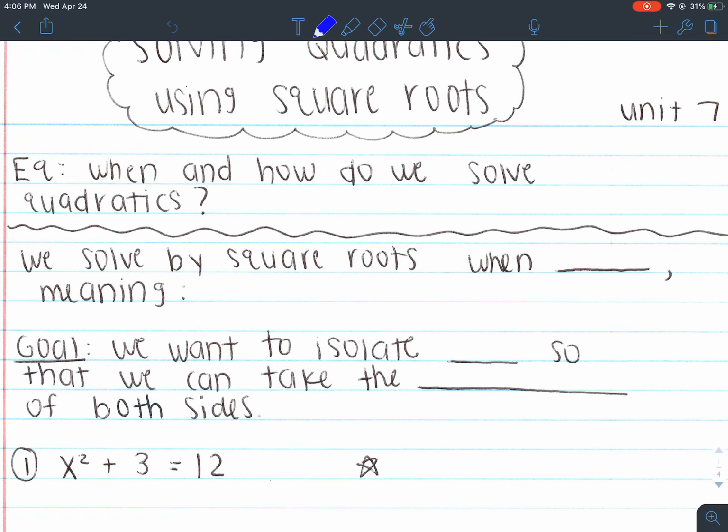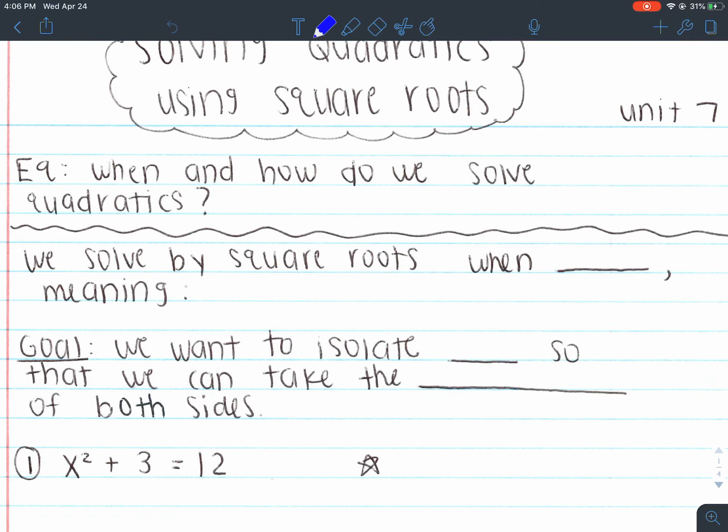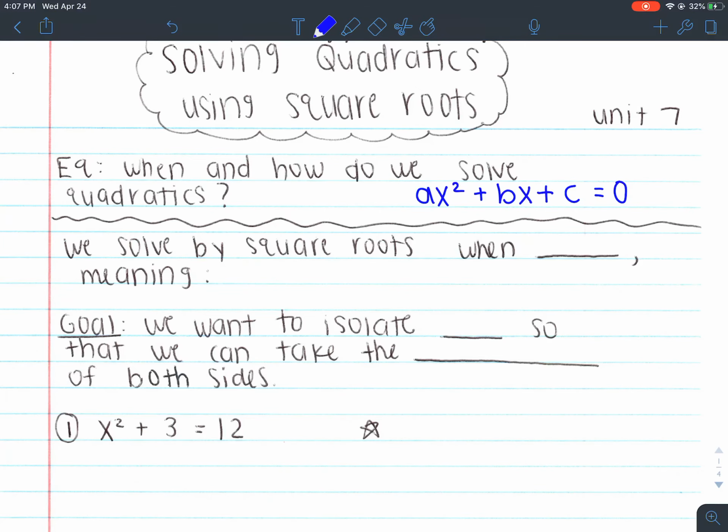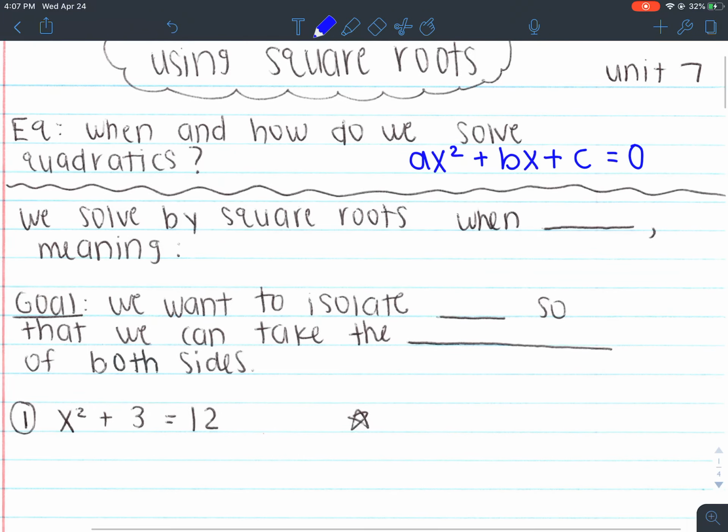But let's just talk about standard form for a second. Standard form, remember, is ax squared plus bx plus c equals 0. Now, why do I have it equal to 0, not equal to y? Because it's an equation, right? The reason I have it equal to 0 is because I'm looking for the x-intercepts, and so I need my y equal to 0.